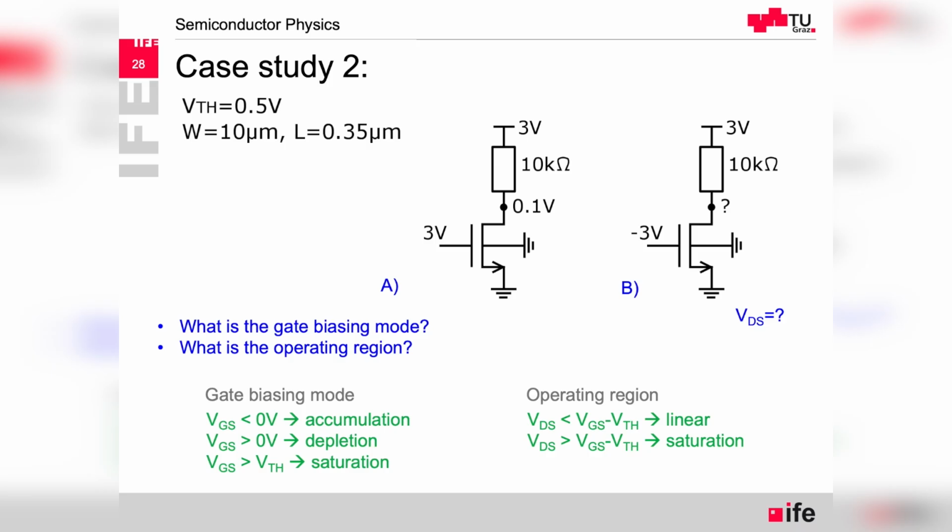So the gate voltage here is lower than 0, so we are in accumulation, right? And there is a question about VDS. So just to be sure we understand what accumulation means, what will be the drain to source voltage of this transistor? Or the drain voltage, simply.